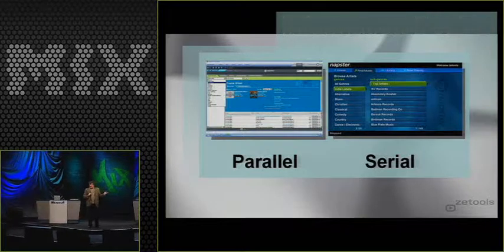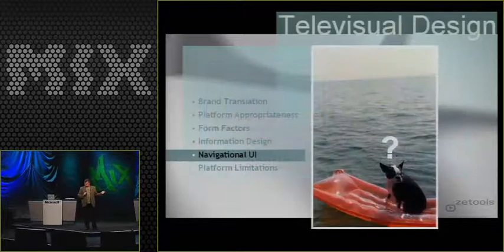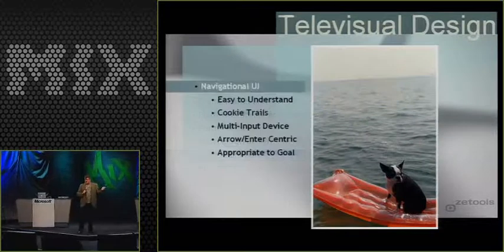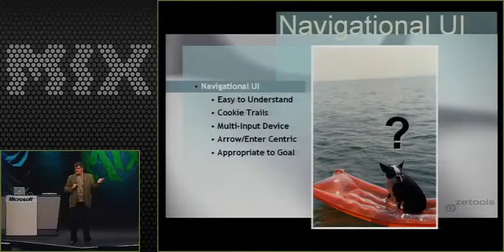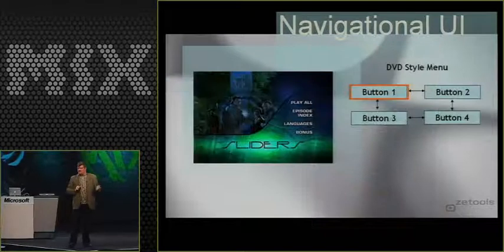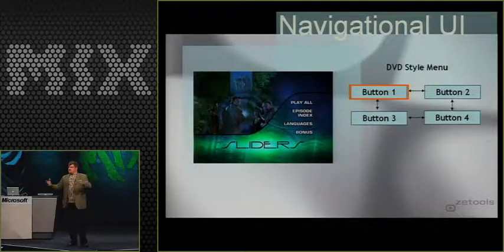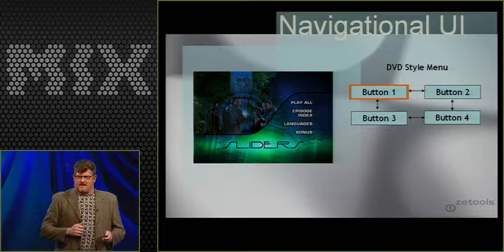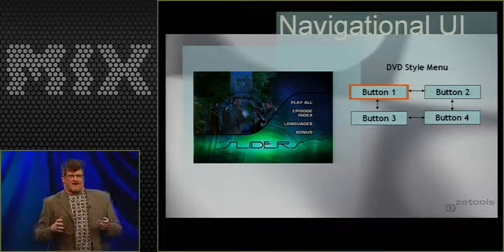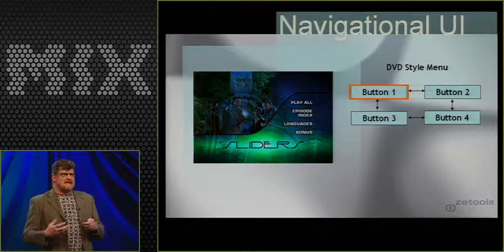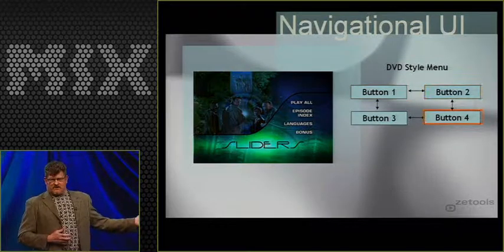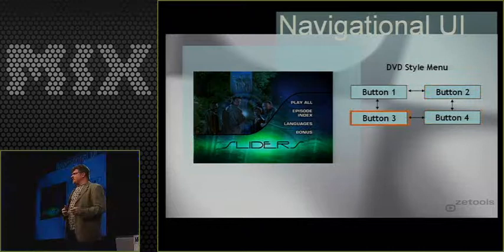And then finally, I just want to go through and talk a little bit about navigation. So there's a couple different approaches, and I think a lot of us come to 10-foot design with our only experience being DVD menus. So DVD menus are probably the easiest thing to accomplish in a 10-foot world because there's a very limited data set. All you really do is sort of move between a very small set of data.